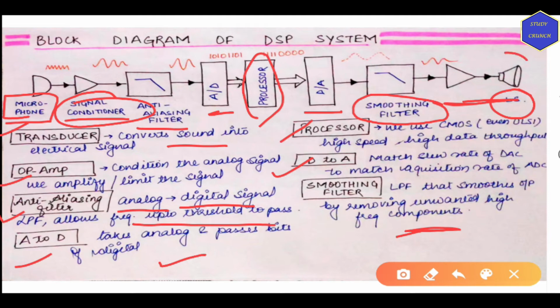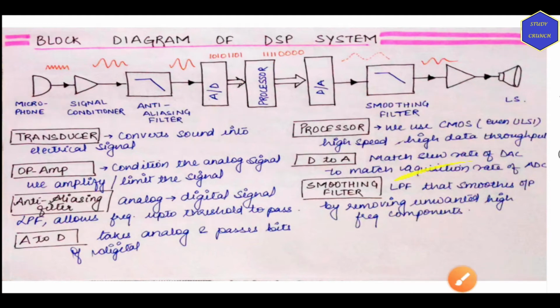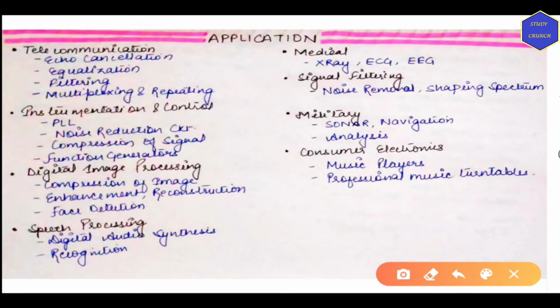Then comes the loudspeaker, which is our output in our case. So it will now give us a highly amplified output. So this was the basic block diagram or block representation of a DSP system. Now the applications. What are the basic applications of DSP?